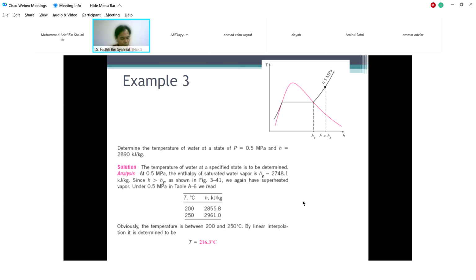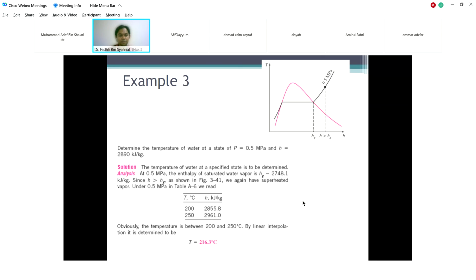You can find the 0.5 megapascal column at Table A6. Look at the row of enthalpy. The values of enthalpy in this column range from 2748 until 5412. Okay, so this is the range of the enthalpy value. But the given enthalpy here is 2890.